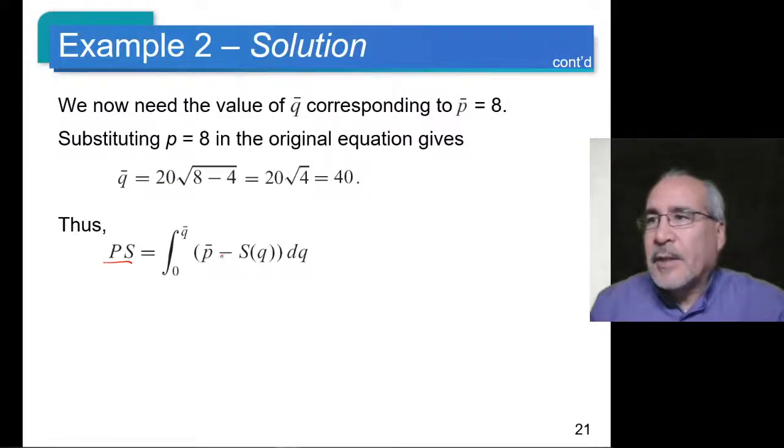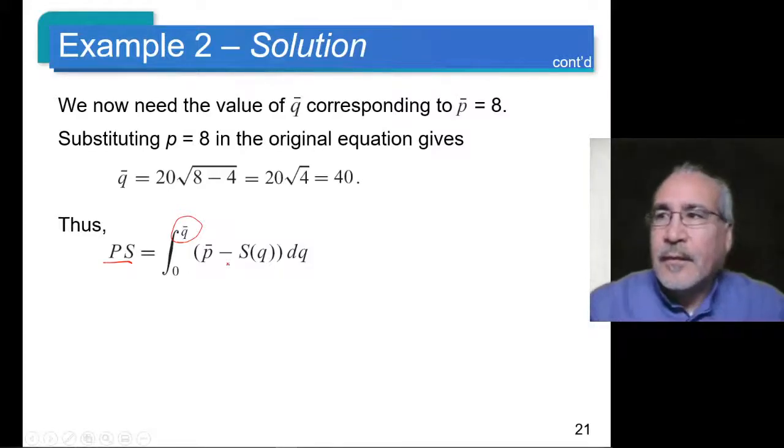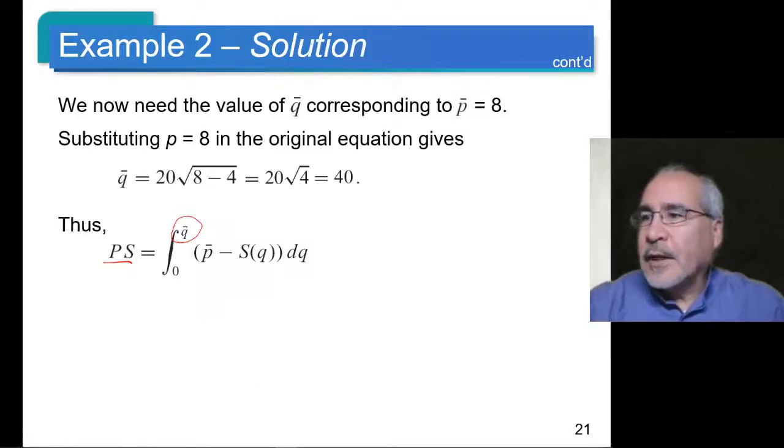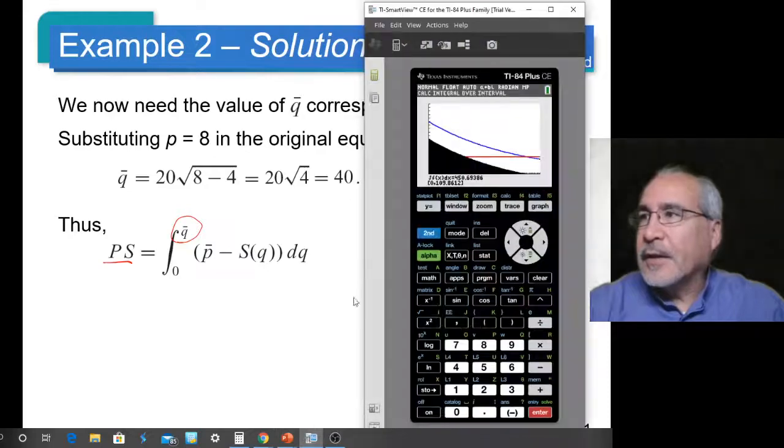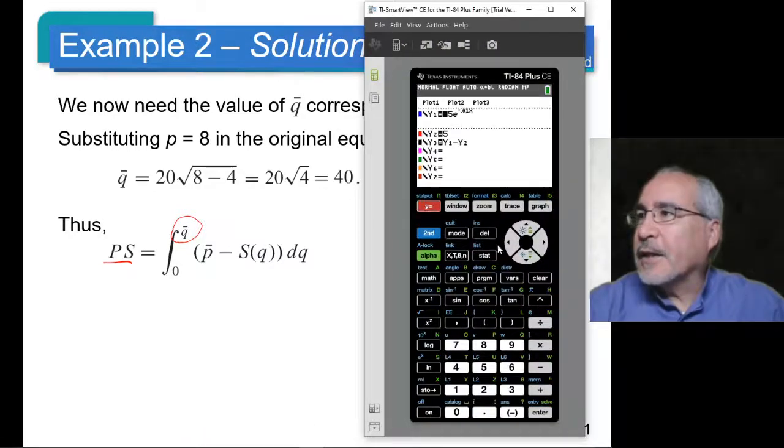So then we're working with this producer surplus. Remember, this one is P bar minus the function. And again, we're going to get it by graphing it. And we're going to go from 0 to Q bar. Okay, so let's go ahead and graph this. Come back here.